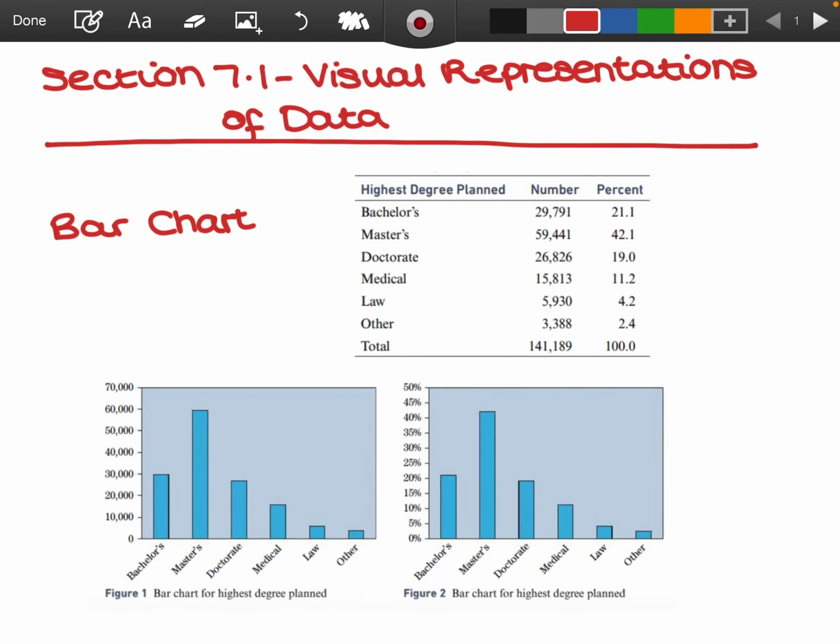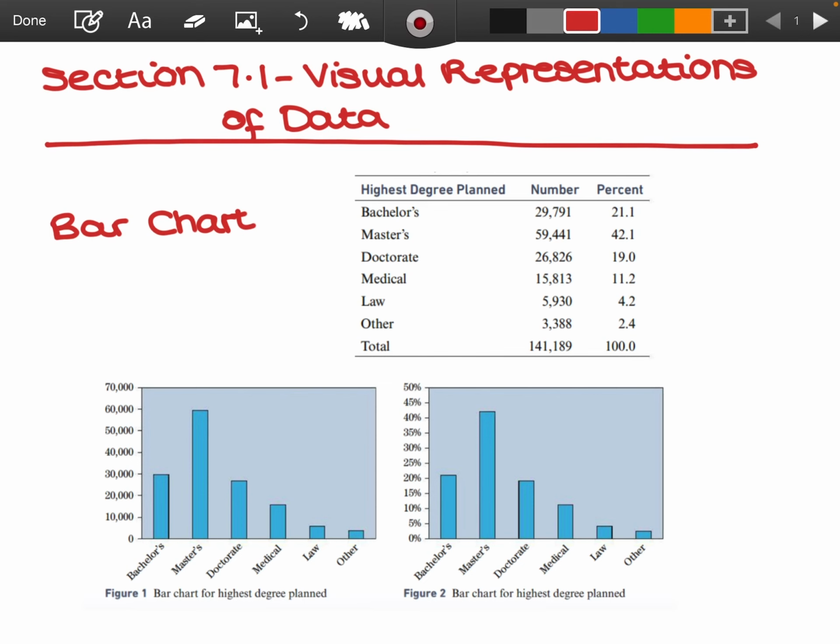In today's video, we're going to be looking at section 7.1, which is visual representations of data. So we're looking at different types of ways that we can represent a data set in order to see it more visually and see exactly what is happening as a picture. Okay, so bar charts you've seen before, you've probably seen pie charts before. We're also going to look at histograms and box plots.